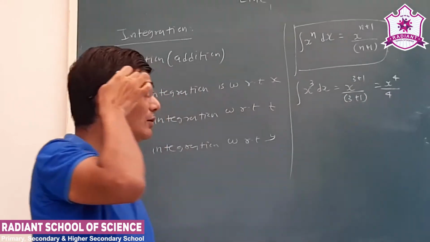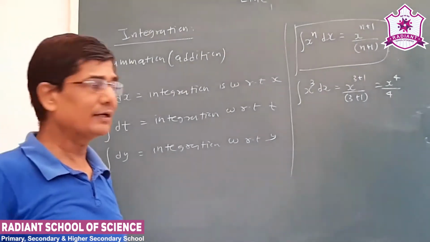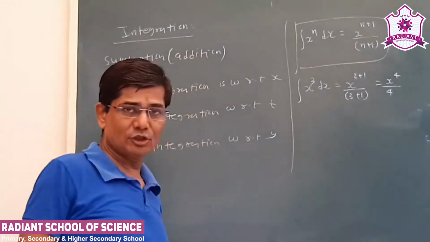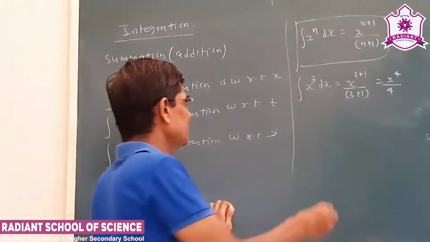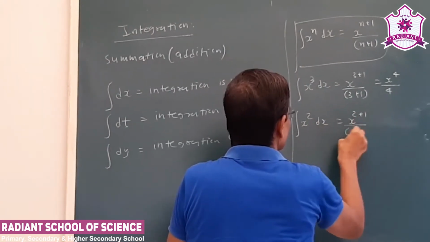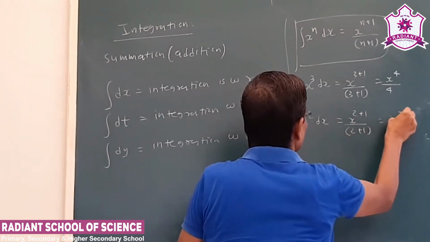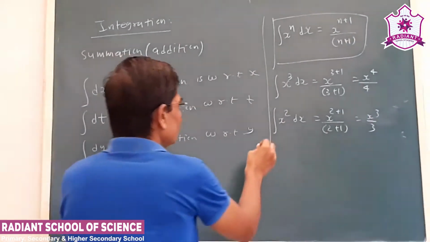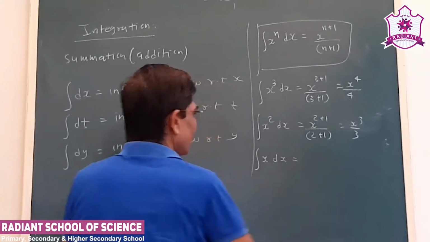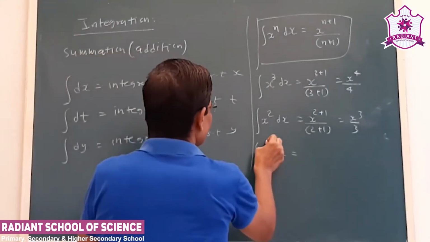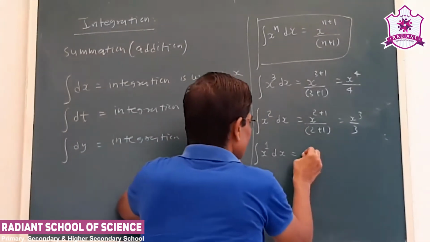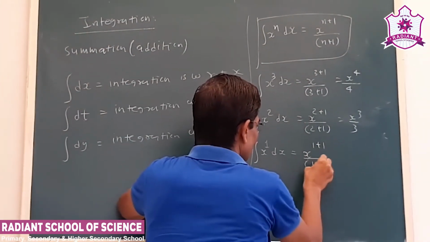Now, we have to remember that in integration the power will increase, whereas in differentiation the power will decrease. Similarly, now x dx. What is the value of n here? If I compare with the above equation, the value of n is 1. So n is equal to 1 here, so that will make it x to the power 1 plus 1 upon 1 plus 1.